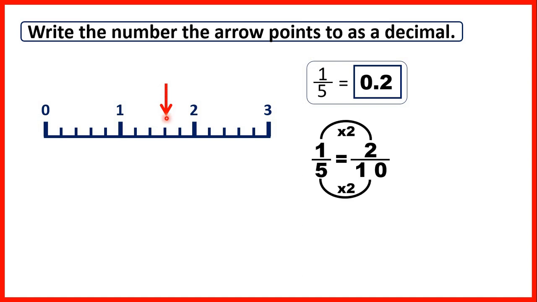So now the arrow is pointing after 1, so we will have 1 whole, and that's 1, 2, 3/5 after 1. Now 3/5 is the same as 6/10, so that's 1.6, because it's after 1, and 3/5 is the same as 6/10, and the first digit after the decimal point always tells us how many tenths we have.